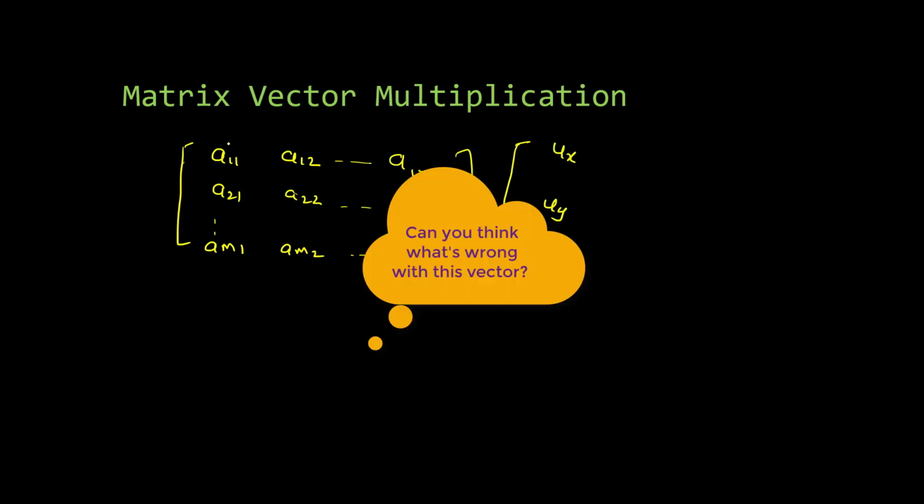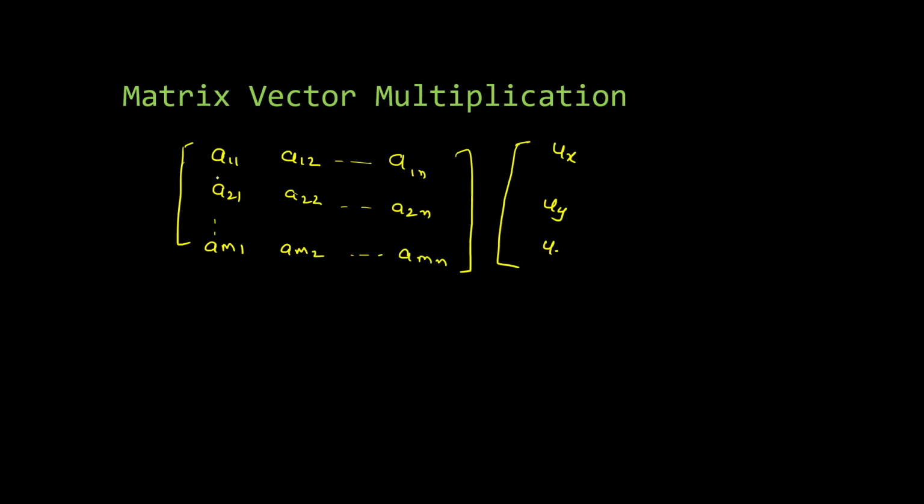We need to make sure that the number of elements in the row of the matrix should match the number of elements in the vector, right? So if we have n elements in the rows of the matrix, the dimension is m by n. So there are n columns, and there should be n elements in the vector so that we can multiply the corresponding elements. So instead of writing ux, uy, uz, let me write it like this: u1, the coordinate with respect to the first axis, u2, and suppose we have n dimensions, so it is un. And we want to multiply these things.